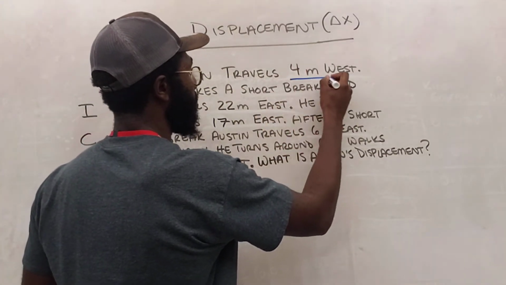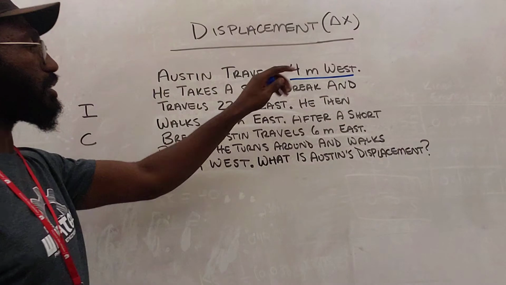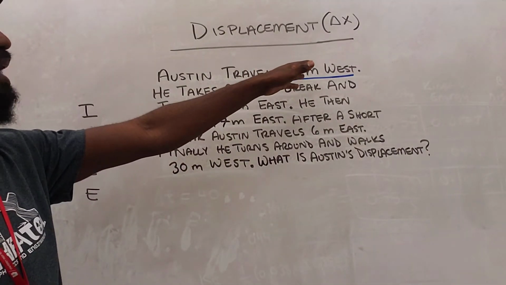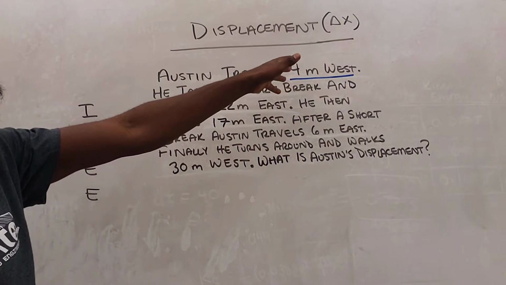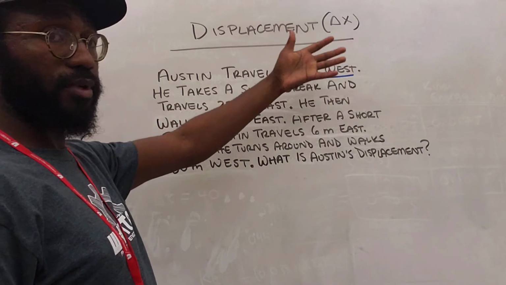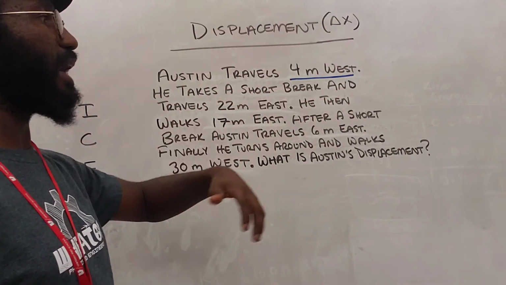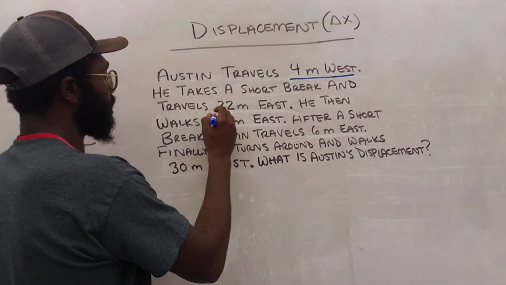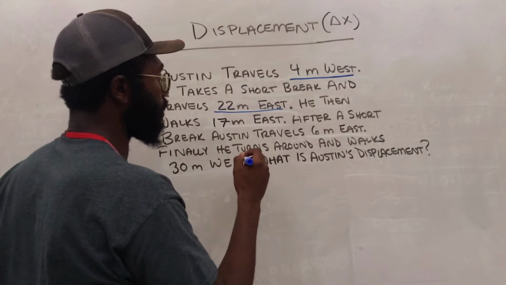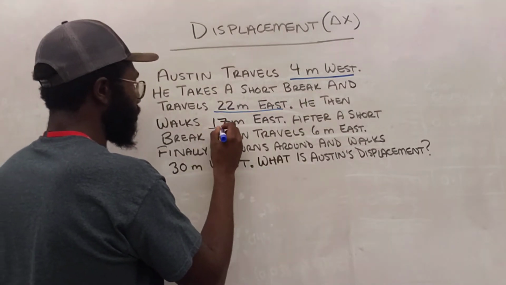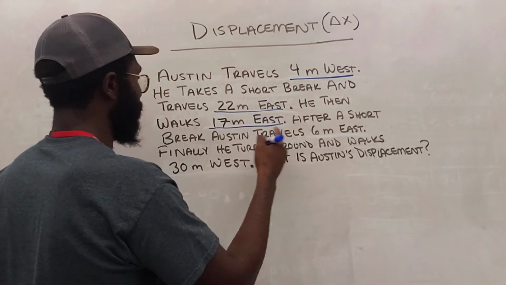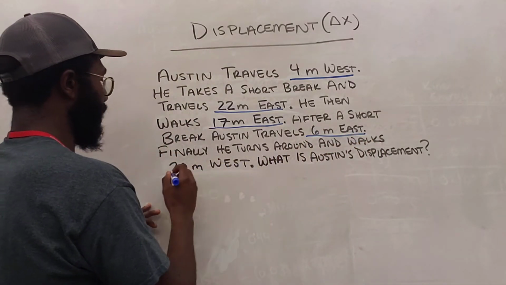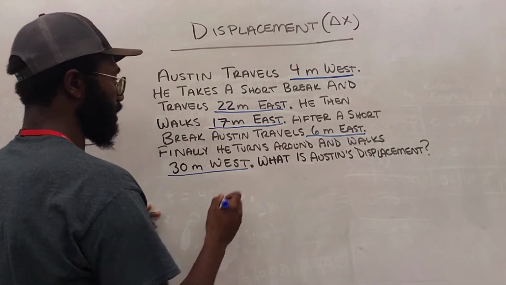In this problem, we see Austin travels 4 meters west. Okay, so I'm going to use my blue marker here. We just identified our first measurement. We have the number 4 followed by a unit, okay, meters, a unit of displacement, and we have a direction also, west. So we want to make sure to get all of that. Let's see, 22 meters east, that's another one. I see walk 17 meters east, 6 meters east, all right, and 30 meters west.